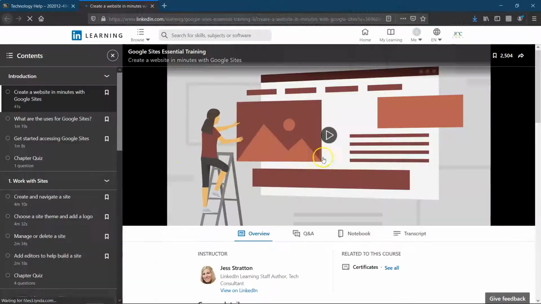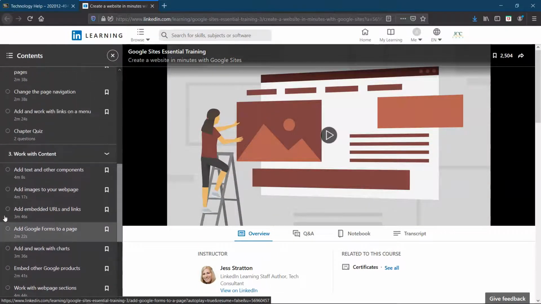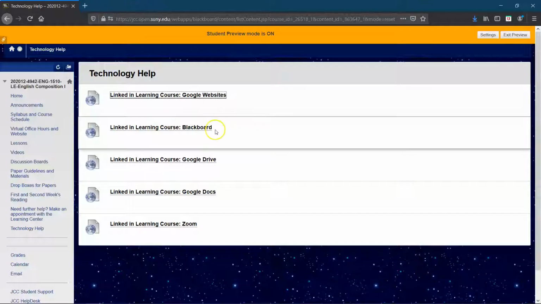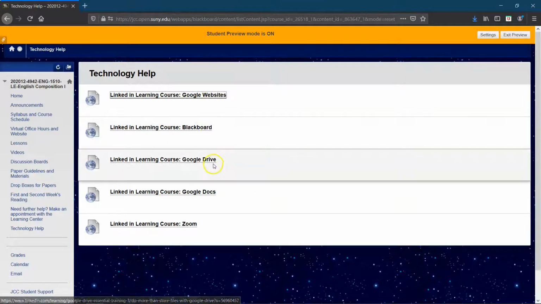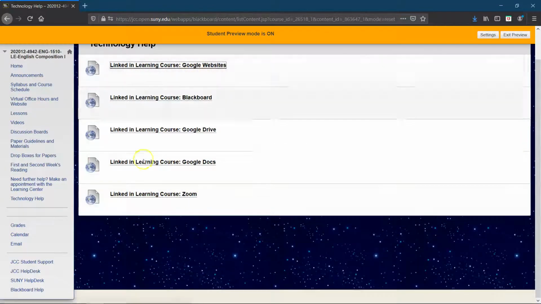All you do is click on the link and it will take you to a free course in terms of how to add things to your Google website page. All of these essential trainings talk about how to do certain things within Google Websites, Blackboard, Google Drive, Google Docs, and also Zoom. So if you ever need further help with technology, I might refer you to these links because they have videos on how to do everything within those programs.